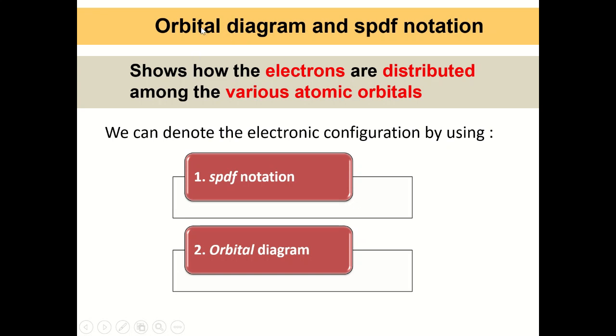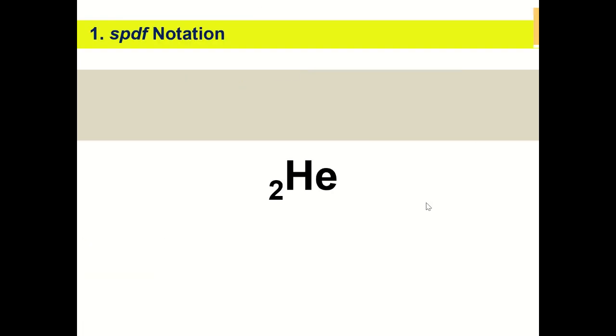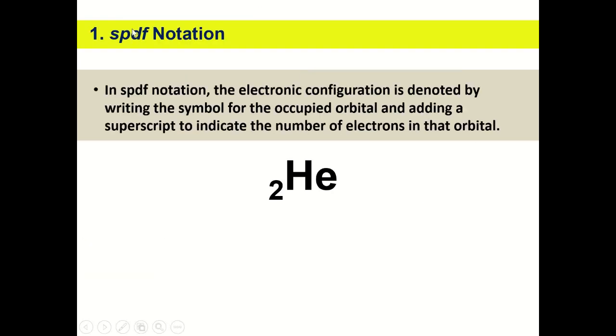Right? So orbital diagram and SPDF notation shows how the electrons are distributed among the various atomic orbitals. So we can denote the electronic configuration by using two ways. The first one is called the SPDF notation, and the second one is called the orbital diagram. When it comes to diagram, that means you have to draw, right? So for example, this is for SPDF notation.